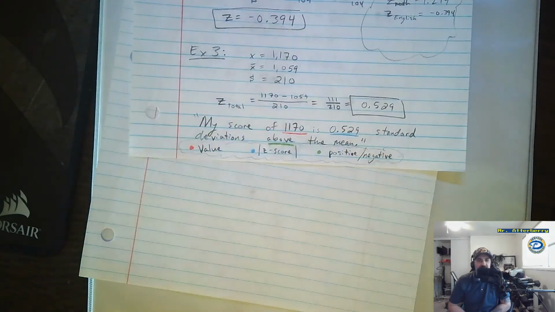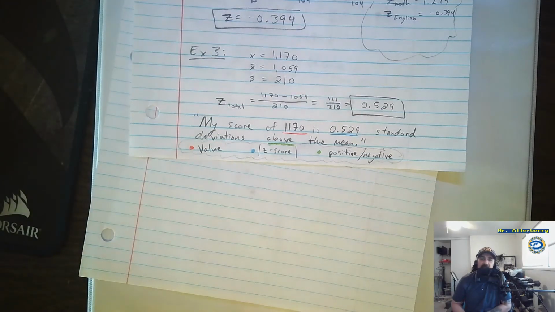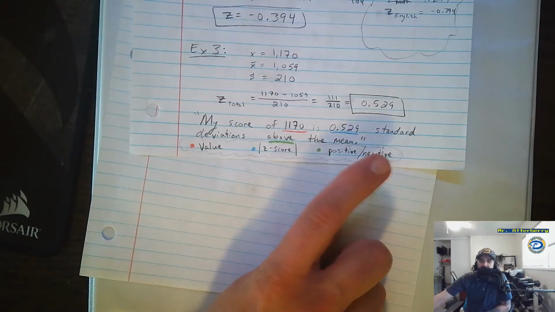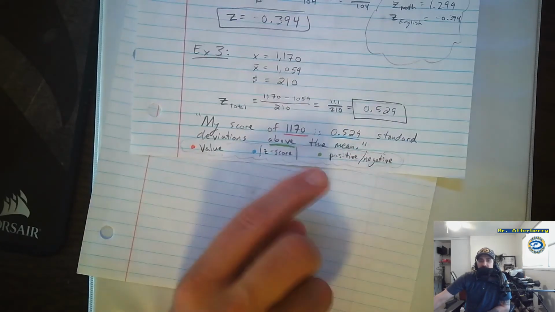Remember, absolute value is just a number without really any positive or negative attached to it. So if it's positive, it stays positive. Negative, positive. Because standard deviation is a distance, you can't really have a negative standard deviation, but you can have a standard deviation that goes below the mean.